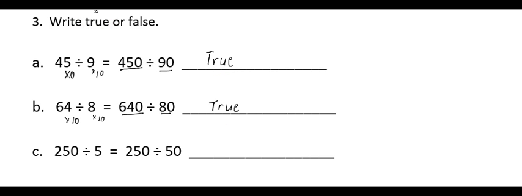And one more example. Here I have 250 divided by 5. Well, I go from 250 to 250, which is no change. Here I took 5 times 10 to get 50. Since I did not do the same thing to both numbers, I know that my equation is false.